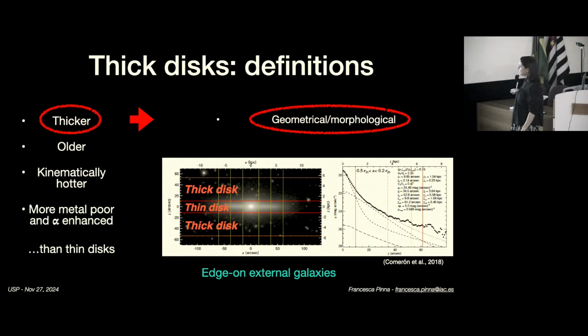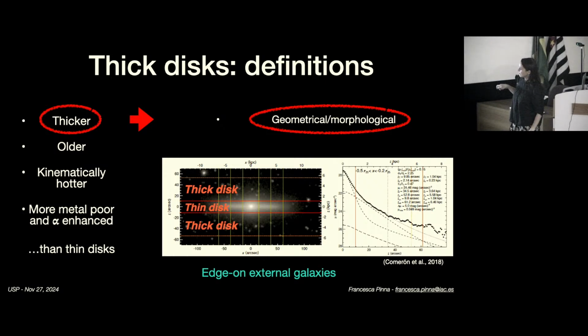And you fit this profile with two components, like for example, hyperbolic secant square, which is the most used. And you use one of the components with the largest scale height. And therefore, you find the regions where the thin disk dominates and the thick disk dominates. This is actually a very simple geometric definition. Because these edge-on galaxies are just projected in the sky, it's very challenging to reconstruct the three-dimensional structure.